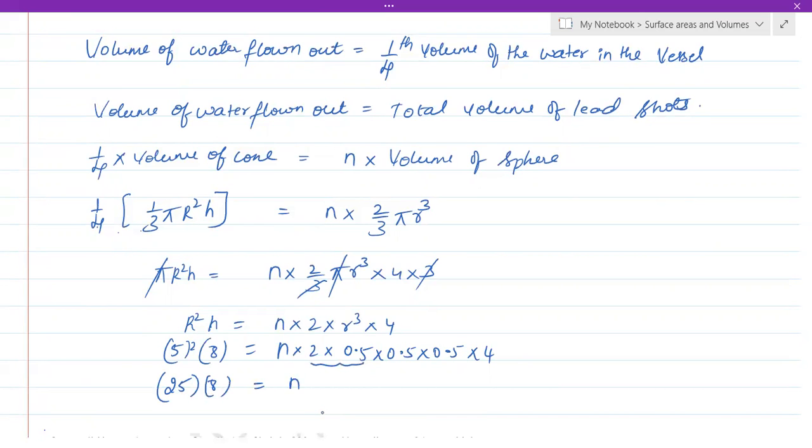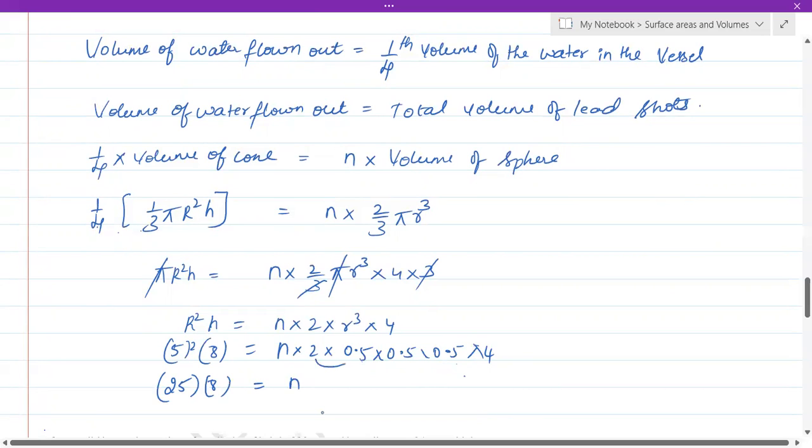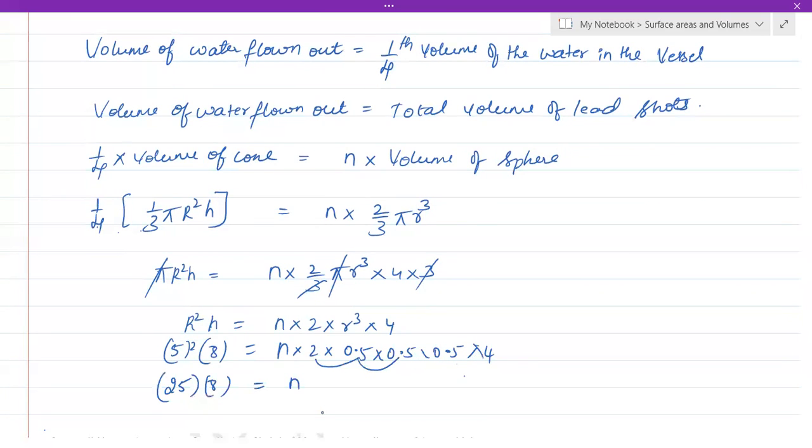Now observe, 2 into 0.5 becomes what? 1. So 2 into 0.5 is 1. 0.5 into 4 is 2. Again, that 2 into 0.5 becomes 1. So basically, if you multiply all those things, you will end up with 1. Let me do it and show you. 2 into 0.5 is how much? 1. So 1 into 0.5 is 0.5 itself.